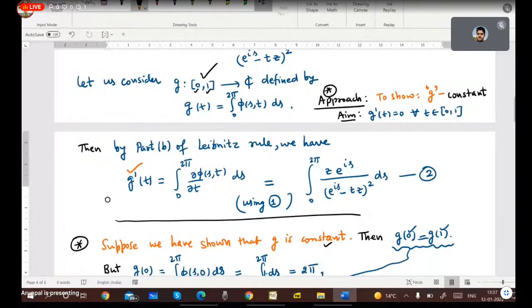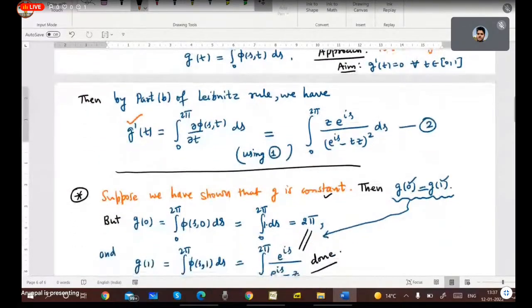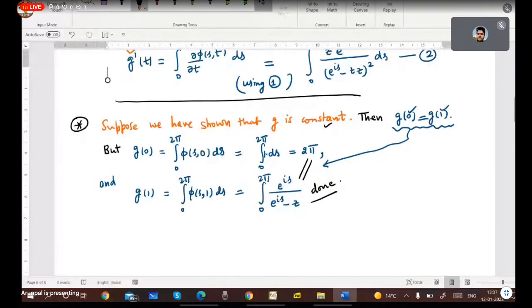Once I show that g dash t is 0, the explanation will be complete. Is the approach clear, class? So now our aim is just to show that g dash t is 0. Okay, good enough.